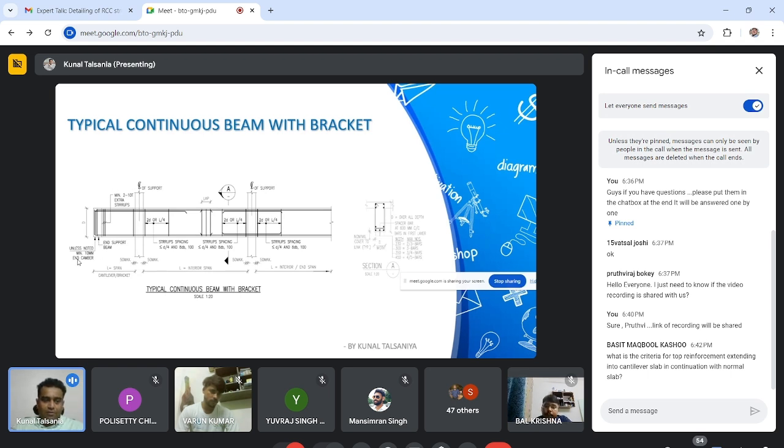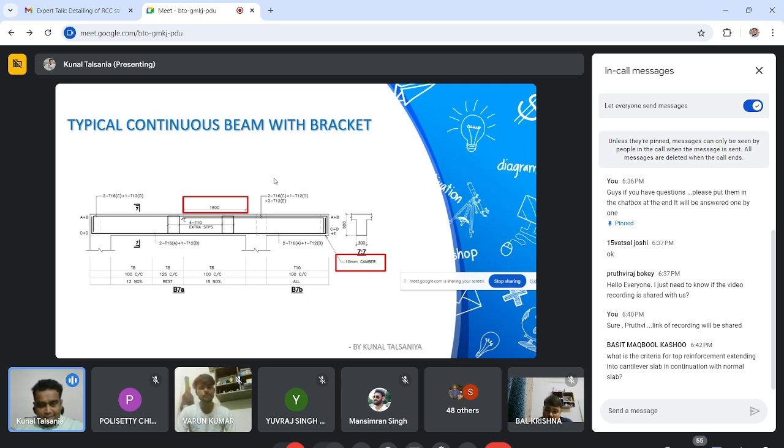camber is always a good practice. Whenever you see any cantilever beam or any cantilever slab, at least 10 mm camber at the free edge has to be provided. Okay, so this is good practice.